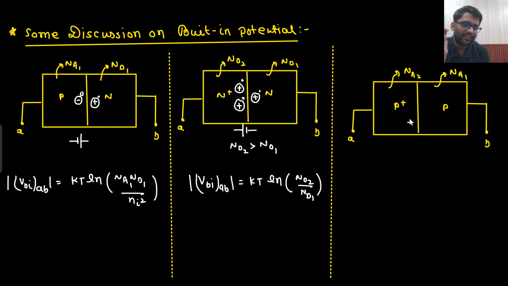Same goes for this one. Sir, this would be more negative side. Why would it be more negative? Because holes from here will travel here. What does that mean? What will be the polarity? So this would be more negative and this would be less negative. That means this would be positive, this would be negative.